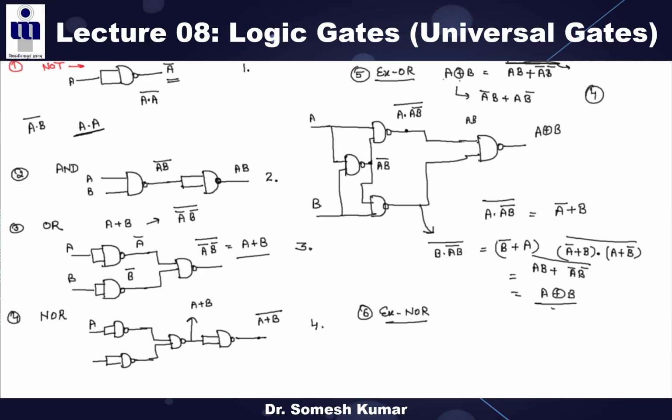What about XNOR? Similarly, we can add here one more NAND gate and it will give you A bar, and this is A XNOR B, right? So how many gates are needed for this? 5. Clear?